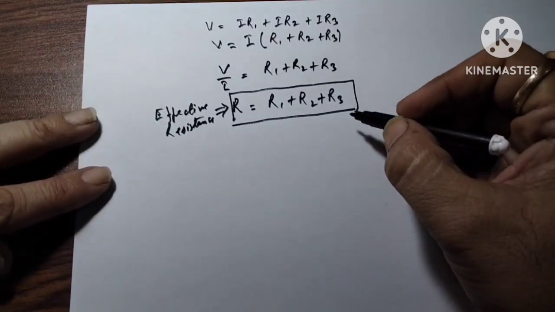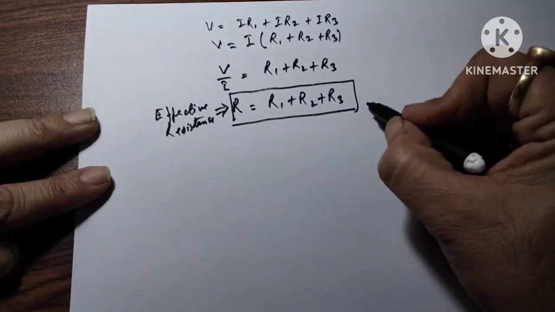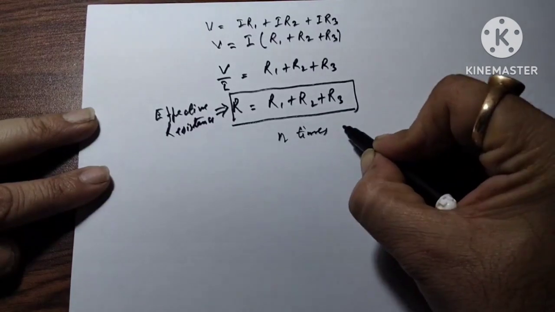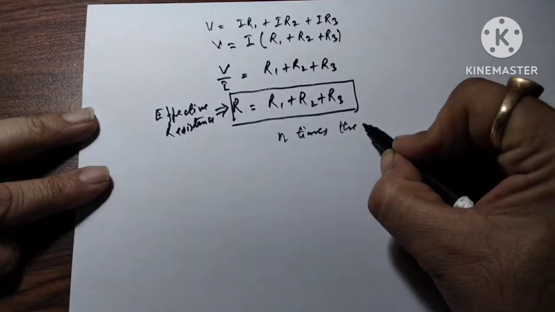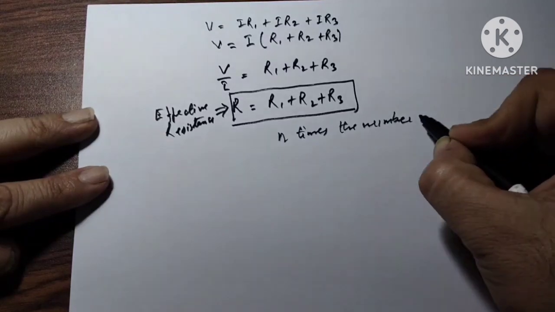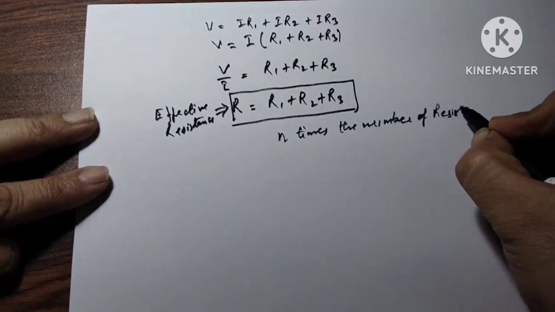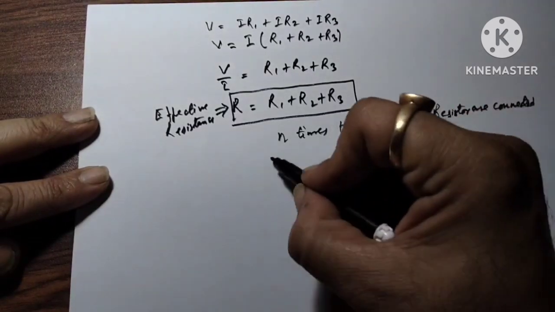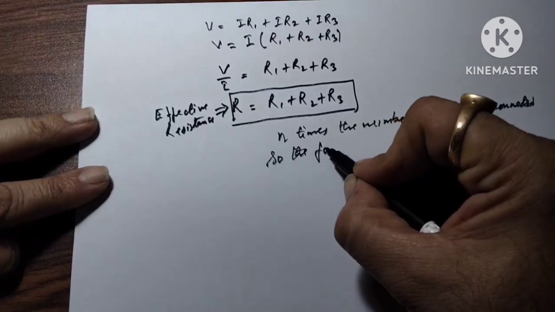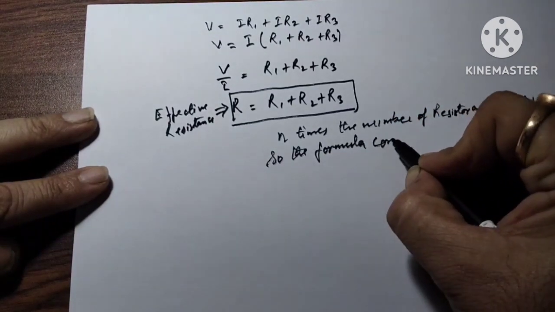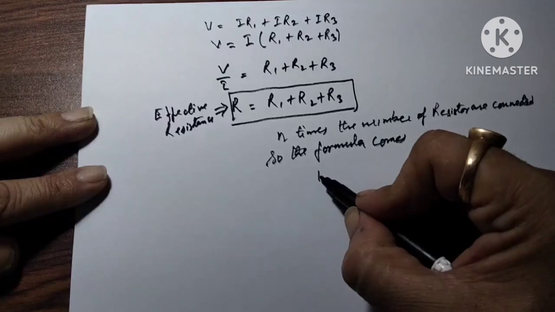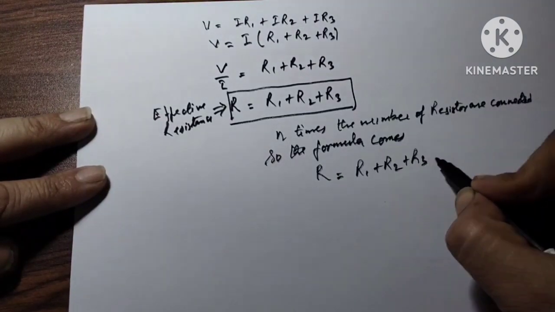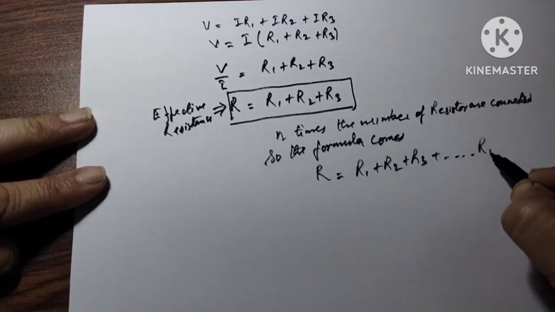So if n number of resistors are connected, the formula comes R is equal to R1 plus R2 plus R3 up to Rn.